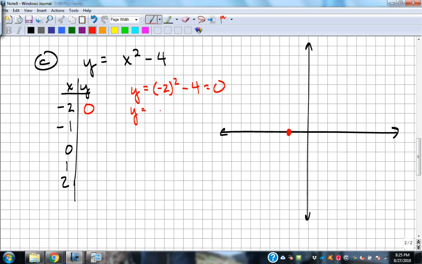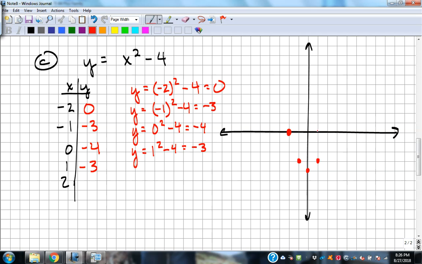And I'm going to plug in -1. -1 squared is 1. 1 minus 4 is -3. So -1, -3. That's that point right there. And plug in a 0. 0 squared is 0. 0 minus 4, -4. That's that point right there. Plug in a 1. 1 squared, 1. 1 minus 4, -3. Oh, yeah, that's the weird thing there. Then I start to repeat numbers.